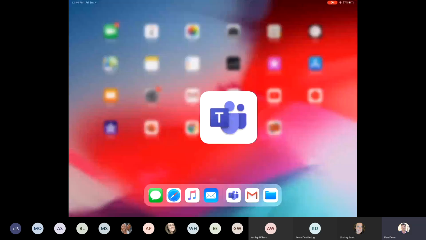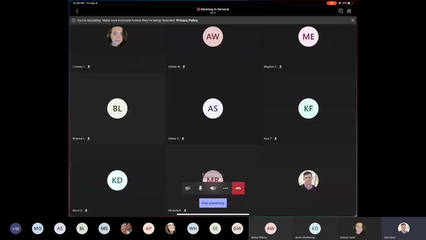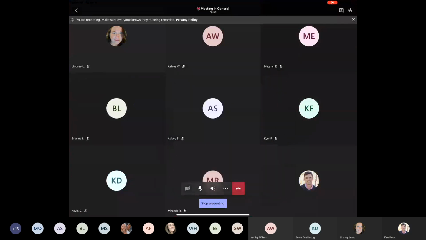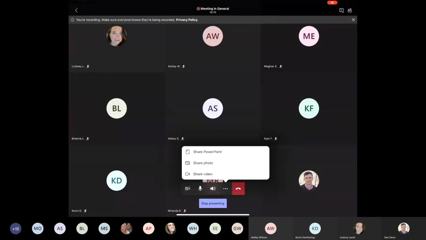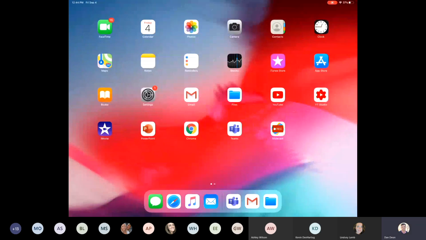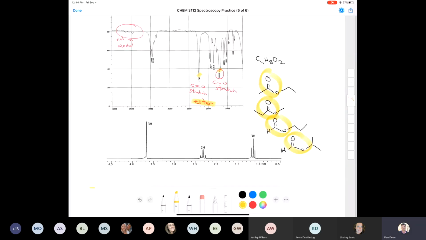Sorry, I don't know if I was muted. Anyway. Can you all see my screen with the 4 yellow circles on it around all the esters? Okay, cool, great.